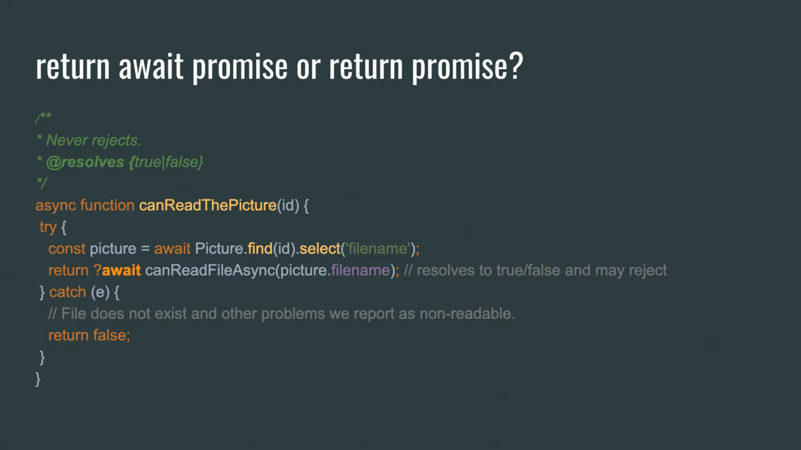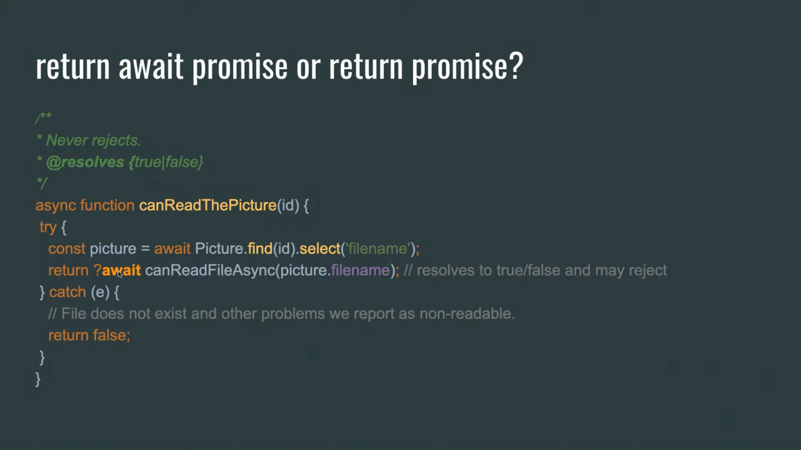Returning await or returning just a promise. The difference here is this keyword await, either have it or not. If you have await and an exception is thrown somewhere in the method canReadFileAsync, it will be handled here. It will go and return false.